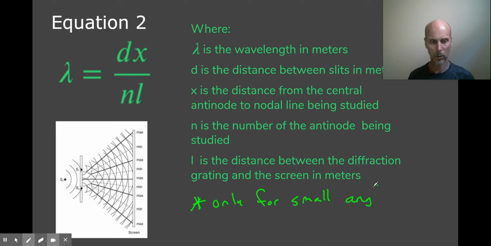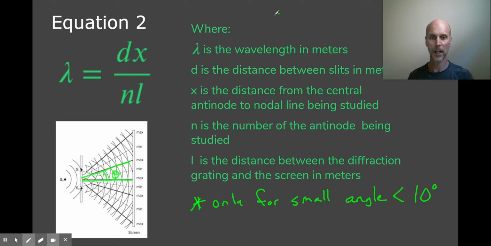Now you might ask, well, what is a small angle and what's a large angle and how do we make a distinction? Well, we need small angles, so angles less than about 10 degrees. As long as our angle when we measure this is less than 10 degrees, we can use wavelength as dx over nL. If the angle is greater than 10 degrees, then we really need to make sure that we find that angle and use the other formula.